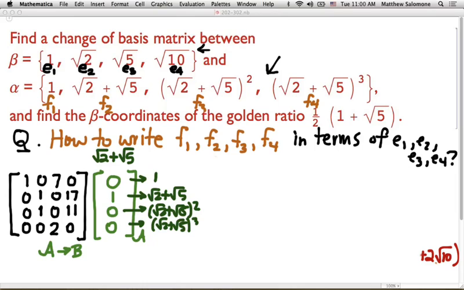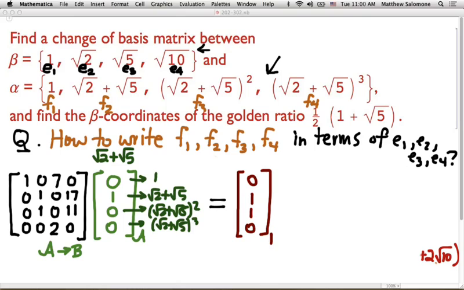But if I multiply this matrix by 0, 1, 0, 0, the result is, well, since this is a standard basis vector, we're taking the linear combination of 0 times the first column, 1 times the second column, 0 times the third column, and 0 times the fourth column. So the result is just the first column of that matrix, 0, 1, 1, 0.